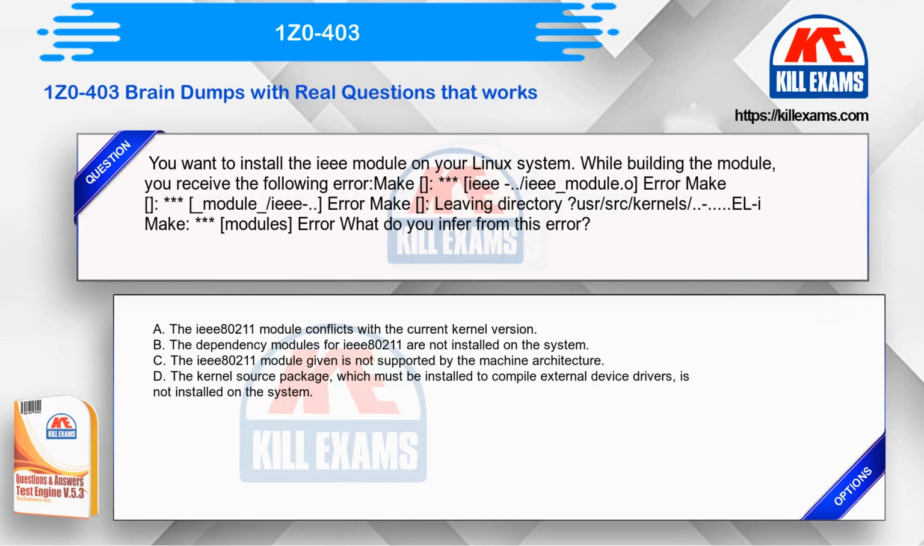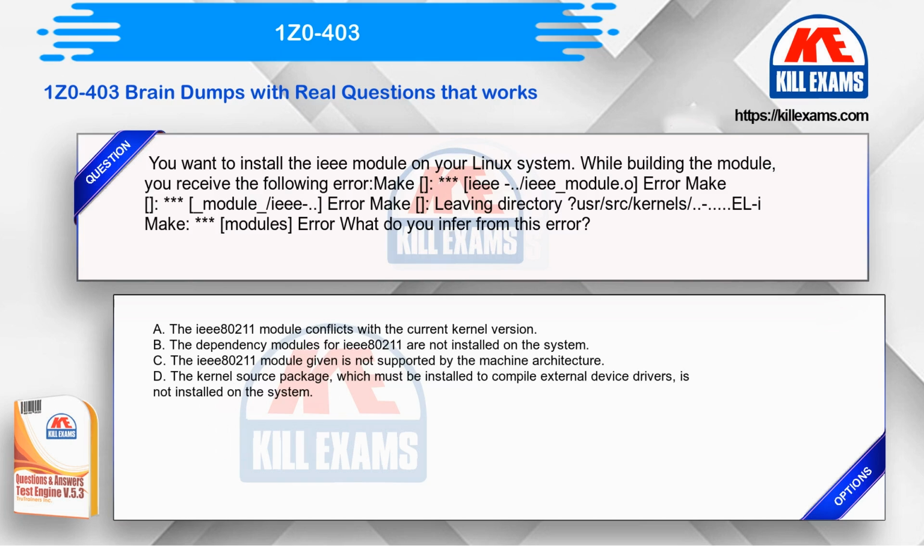You want to install the IEEE module on your Linux system. While building the module, you receive the following error: make IEEE/IEEE_module.o, error make _module_/IEEE, error make leaving directory, user/src/kernel/... make modules, error. What do you infer from this error?